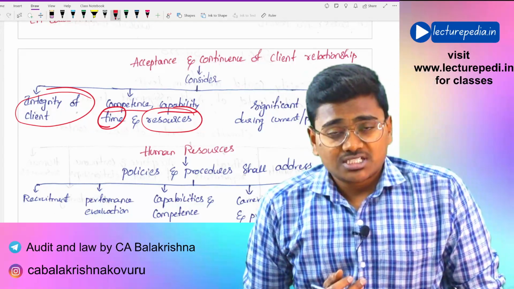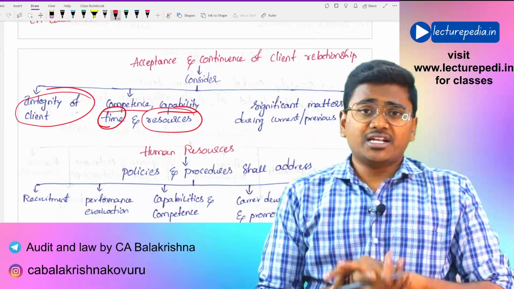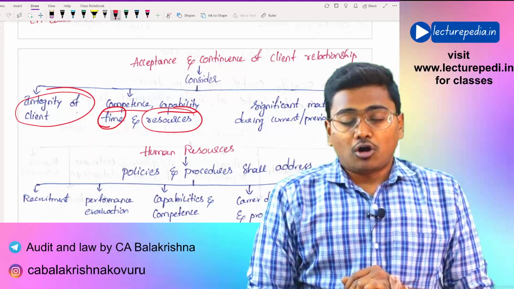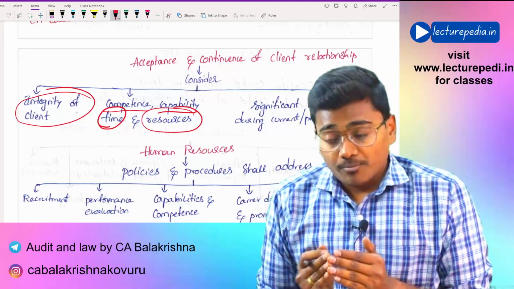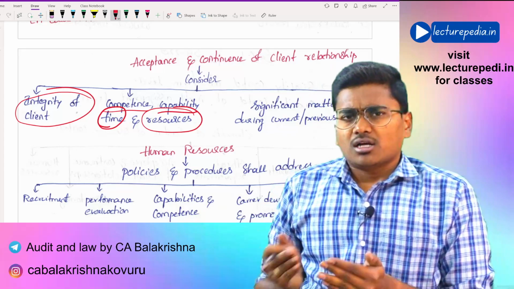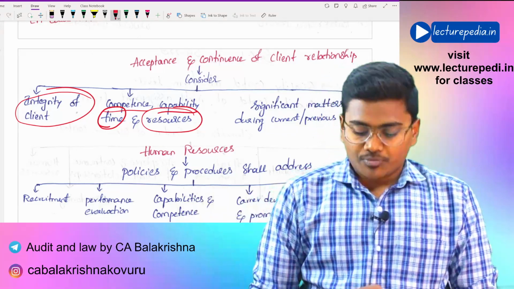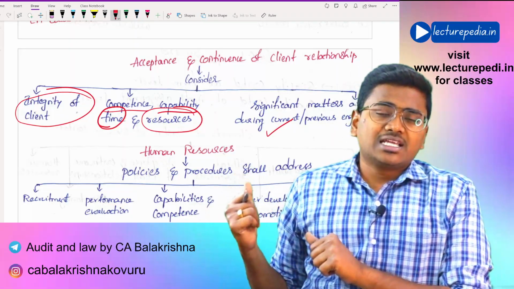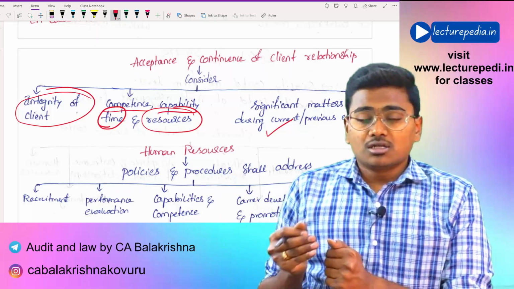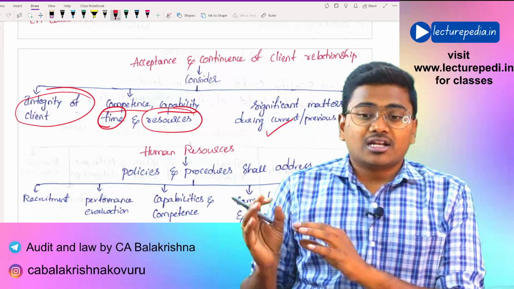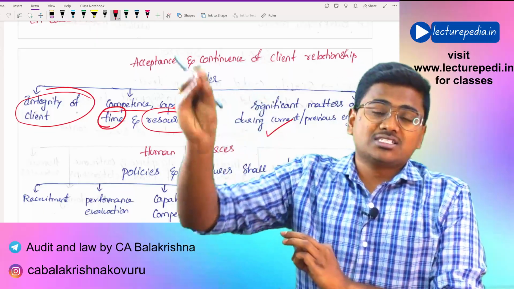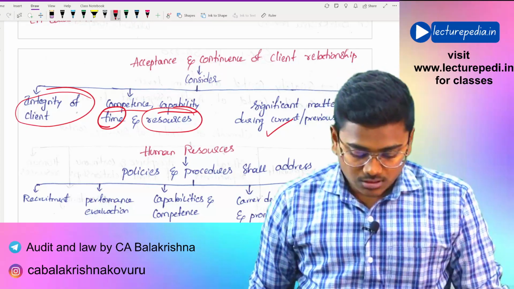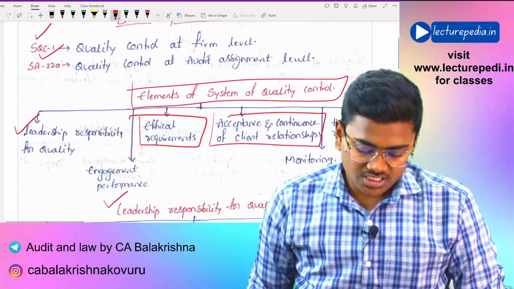And also, you should check the significant findings that you have found during the previous audits or during the current audit while taking the decision of accepting the new engagement or continuing the existing engagement. Hope this is clear. These 3 points have to be considered while taking a decision of accepting a new client or continuing the existing client. Related to this, there should be clear policies and procedures in the firm's system of quality control. This is the third element of system of quality control.